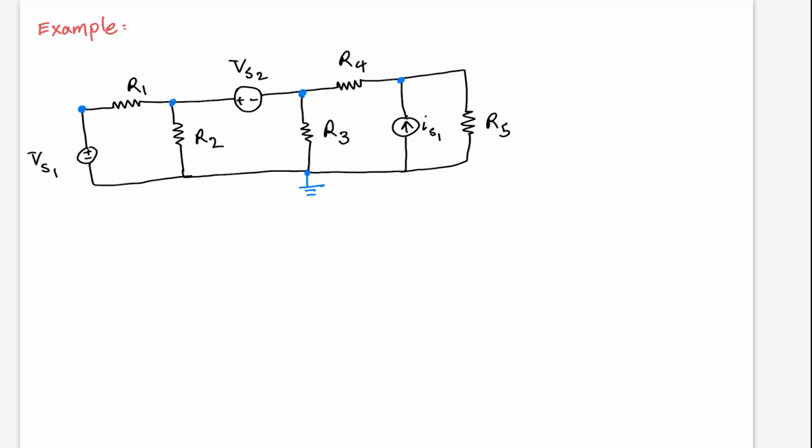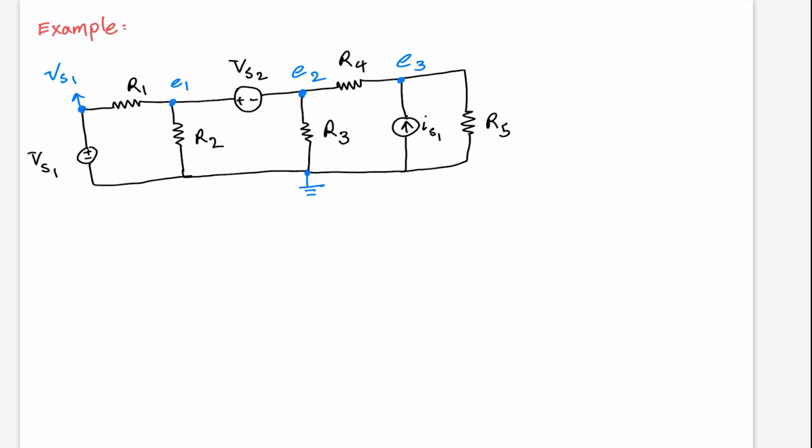However, we know this reference node is just known. It is VS1. So we don't need to be worried about it, and it is just known. Therefore, we can write this as E1, E2, and E3. Hence, we will have three unknown node voltages.